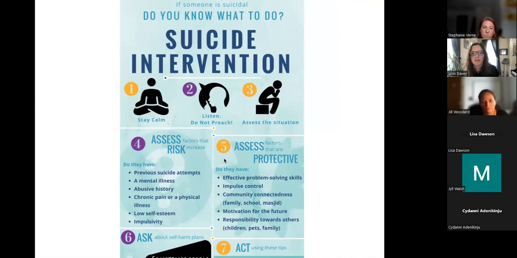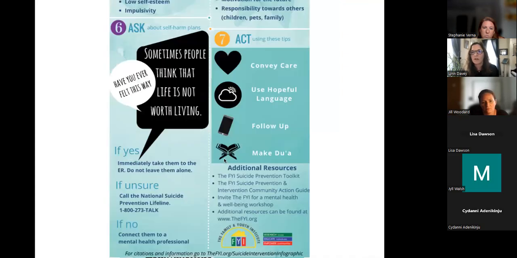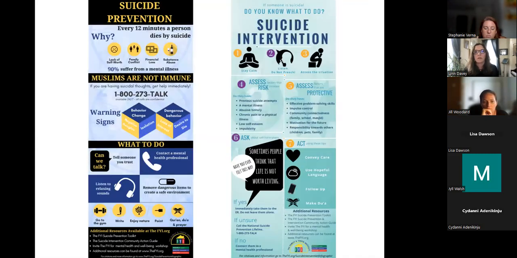What do you think about this? I'll go to the second so you can see the bottom as well. Ask about self-harm plans. If they say yes, do this. If unsure, do that. If no, then here's how to act. What do you think about this as an infographic?